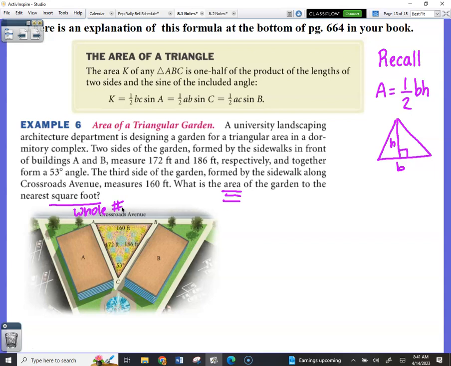Now we have to look at the info and see what we have. You can't see. How did it print on yours? Did it print? All right, it's a little dark. So let's just redraw it right here. We got 53 degrees at angle C. We have 186, 172, 160, and angle B. Okay. So that's the information that we have in the triangle. It says to find the area of the triangle. That tells me I need the area of a triangle formula.